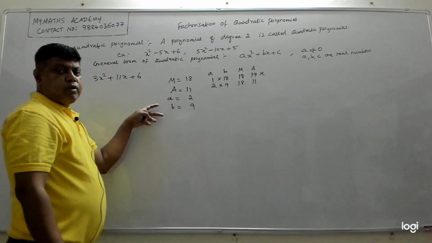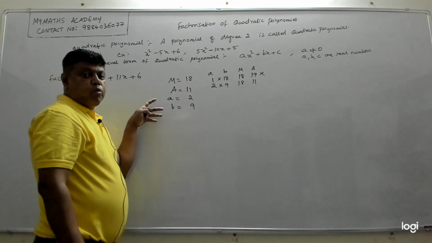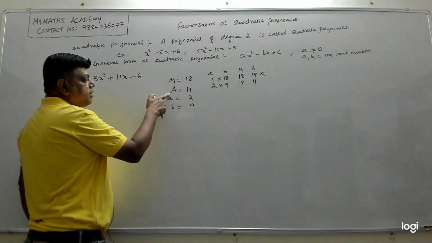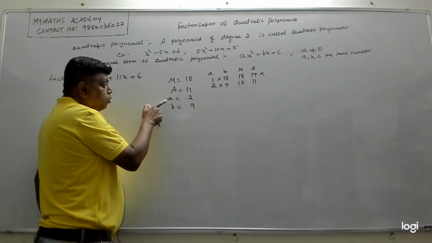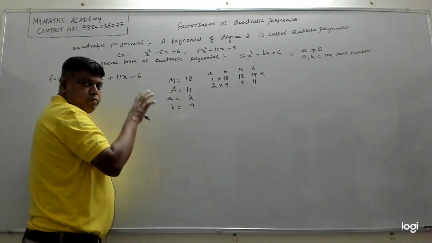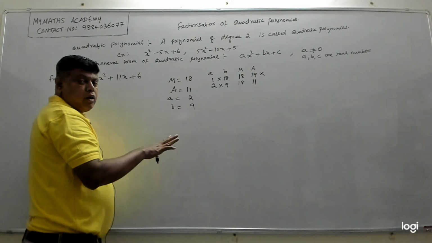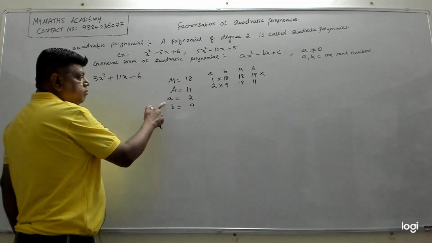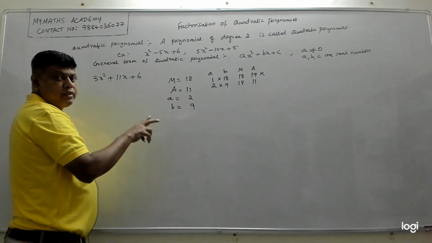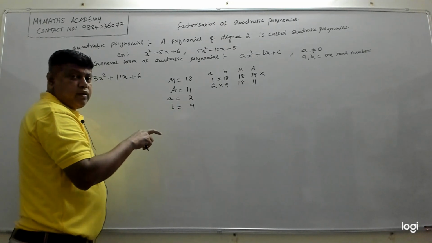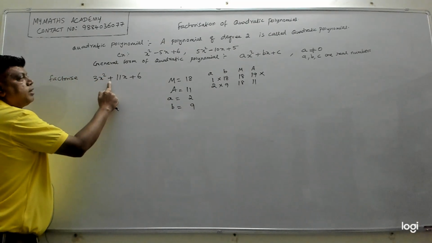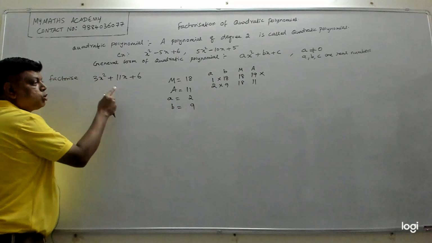Now after finding the numbers, we need to decide the sign of the two numbers, whether both are positive or negative. We have to decide the sign of the numbers. Now it is an addition case. In an addition case, either both will be plus or both will have minus sign. Either both the numbers 2 and 9 will have plus sign or both will have minus sign. To decide that, we have to see this sign. This is plus, so both will become plus.